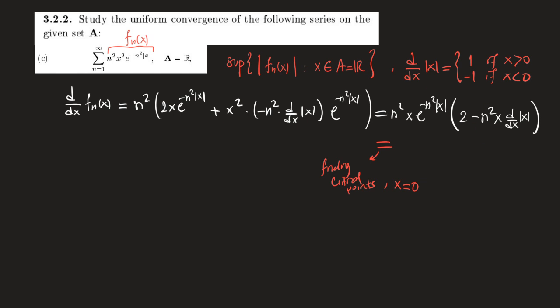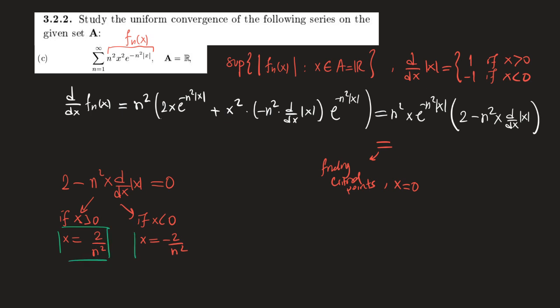When x is not 0, this can be 0. I can calculate this: 2 minus n square x d over dx is 0. But first, concentrate on positive values. When x is positive, this thing is 1, so I have x equal to 2 over n square. If x is negative, x is minus 2 over n square. Now I have 3 critical points, right?